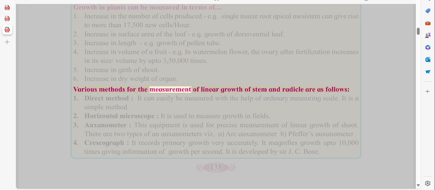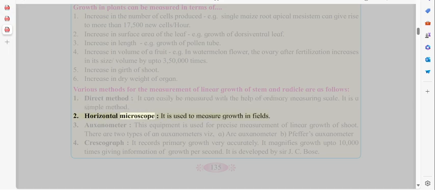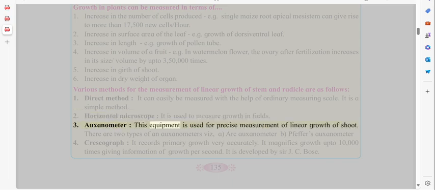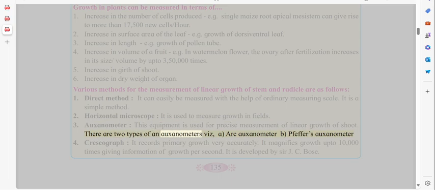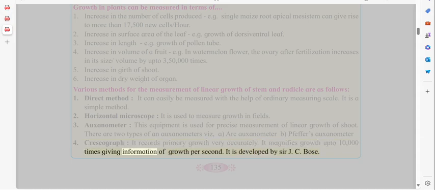Various methods for the measurement of linear growth of stem and radicle are as follows. 1. Direct method. It can easily be measured with the help of an ordinary measuring scale. It is a simple method. 2. Horizontal microscope. It is used to measure growth in fields. 3. Auxanometer. This equipment is used for precise measurement of linear growth of shoot. There are two types of auxanometers, viz. A. Arc auxanometer, B. Pfeffer's auxanometer. 4. Crescograph. It records primary growth very accurately. It magnifies growth up to 10,000 times, giving information of growth per second.